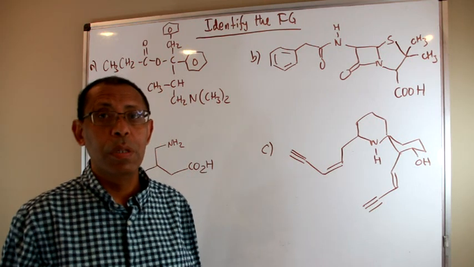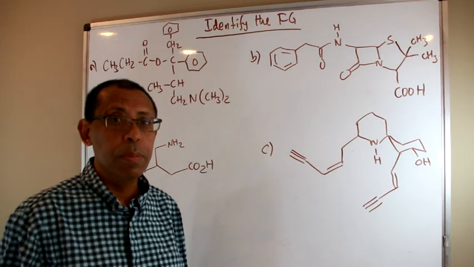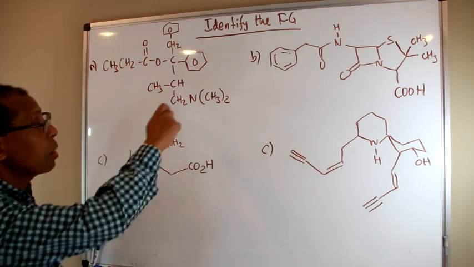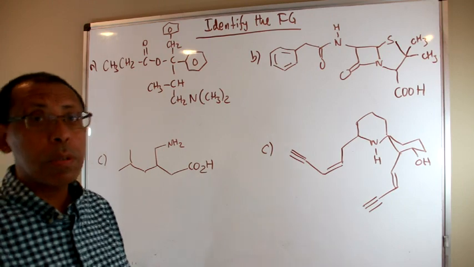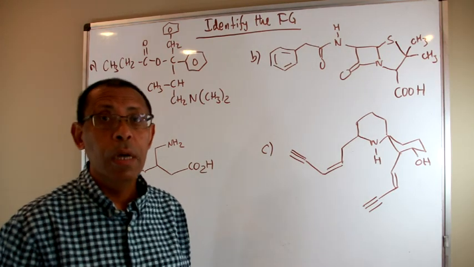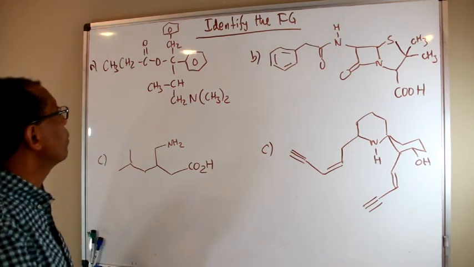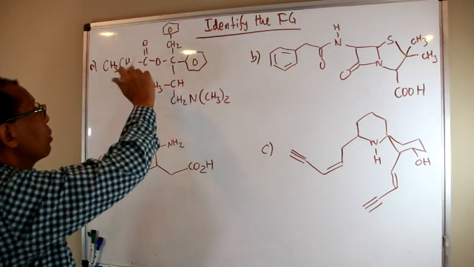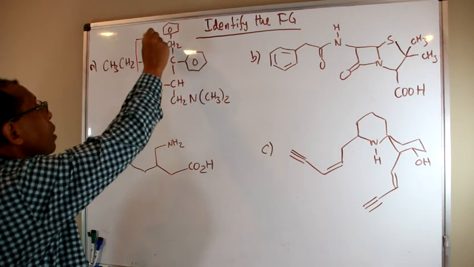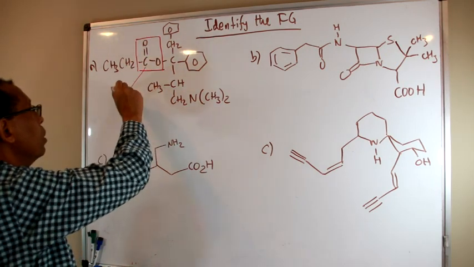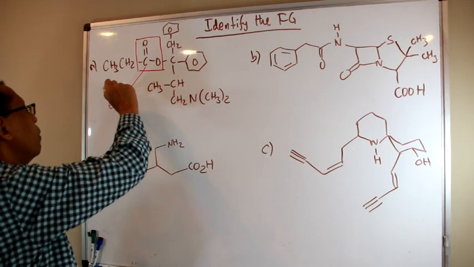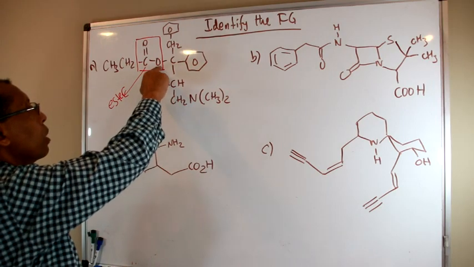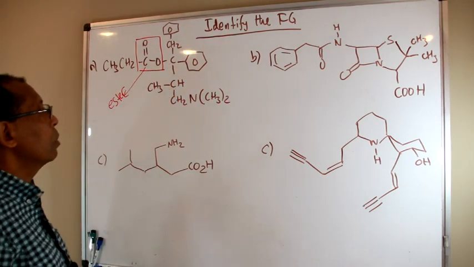Right, so in this session we'll be solving some problems related to functional groups. As you see, there are four different compounds, each containing different kinds of functional groups. So the first one, if you just look at this compound and focus on this area, that functional group is an ester functional group because you have a carbon double bonded to oxygen, with oxygen linked to the next carbon.